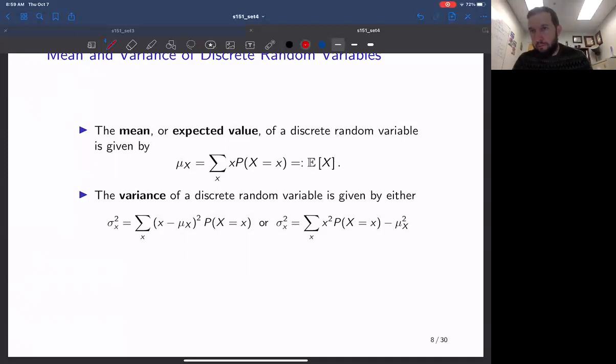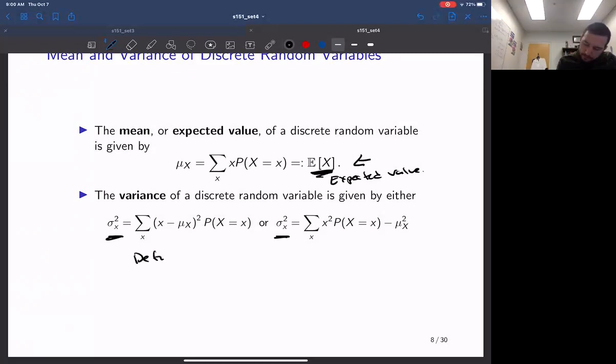To compute the expected value of a discrete random variable, we use the formula given here. So this means expected value. Associated with the expected value, as it's a mean, is also a variance or a standard deviation, which is given below here. Just like before, there are two different ways that we can compute the variance or the standard deviation of a discrete random variable. We can use either a defining formula, or we can use a computing formula.